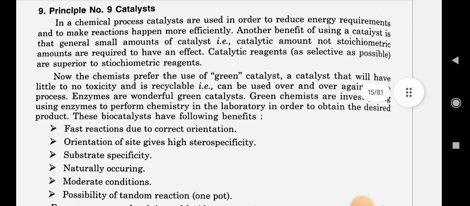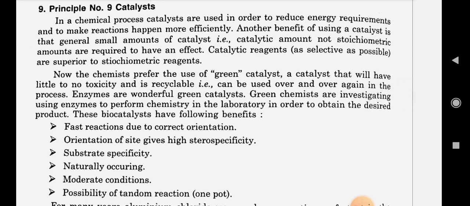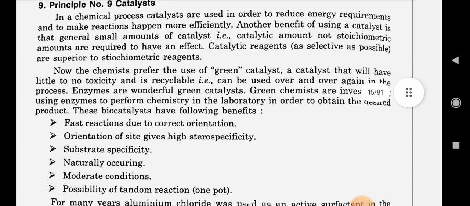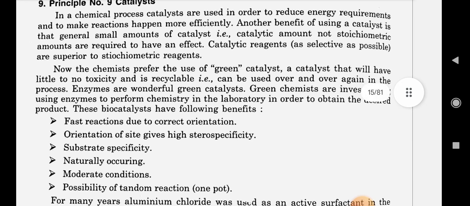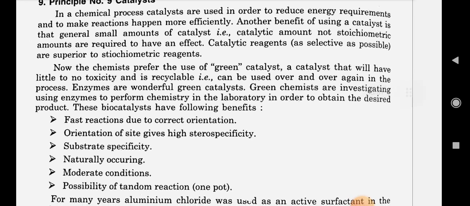Catalysis. In chemical processes, catalysts are used in order to reduce the energy requirement and to make the reaction happen more efficiently. Another benefit of using a catalyst is that generally small amounts of catalyst, that is catalytic amounts, not stoichiometric amounts, are required to have an effect.